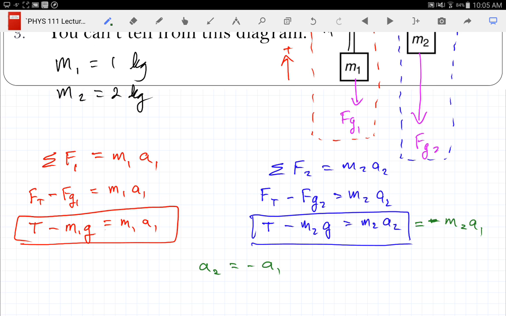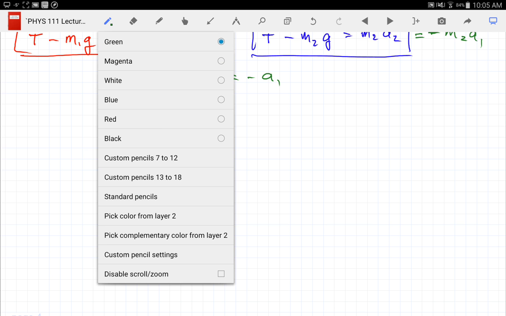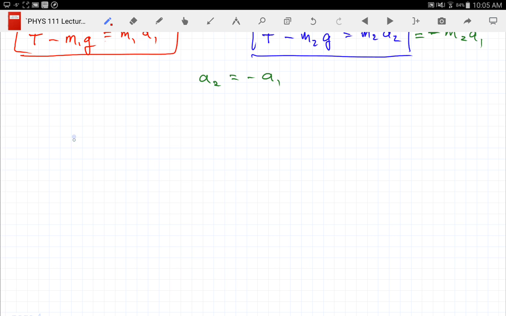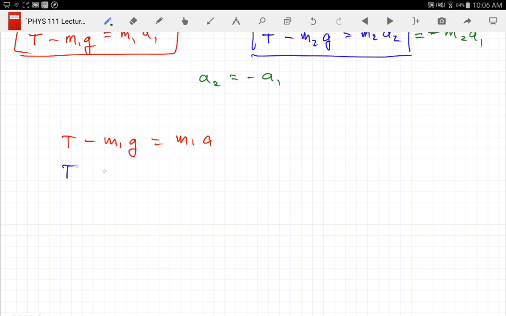Now I've got two equations with just two unknowns. And to solve, to find the acceleration, here's what I would do. There are lots of ways you can do something like this. I'm going to write one on top of the other. So I'm going to put tension minus M1G equals M1A. The other equation was tension minus M2G equals minus M2A. I just wrote A instead of A1 because now I only have one acceleration.